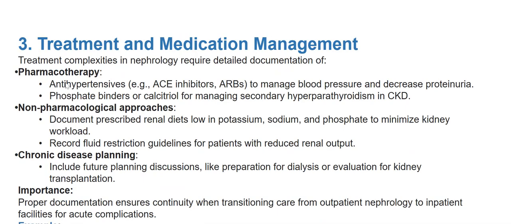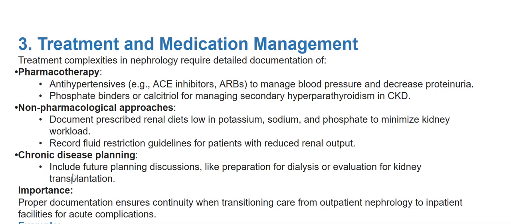Treatment and medication management. Treatment complexities in nephrology require detailed documentation of pharmacotherapy: antihypertensives, for example ACE inhibitors and ARBs, to manage blood pressure and decrease proteinuria. Phosphate binders or calcitriol for managing secondary hyperparathyroidism in chronic kidney disease, CKD. Non-pharmacological approaches: document prescribed renal diets low in potassium, sodium, and phosphate to minimize kidney workload. Record fluid restriction guidelines for patients with reduced renal output.